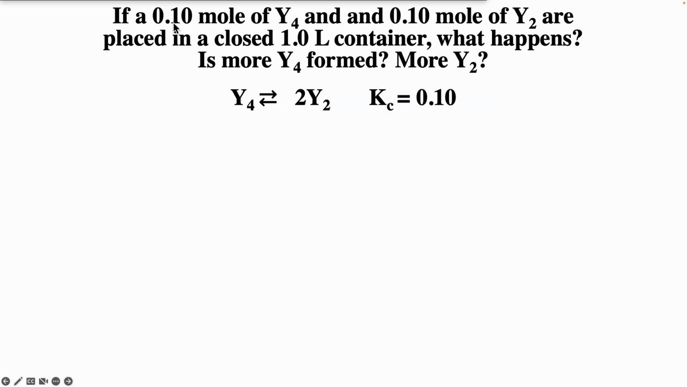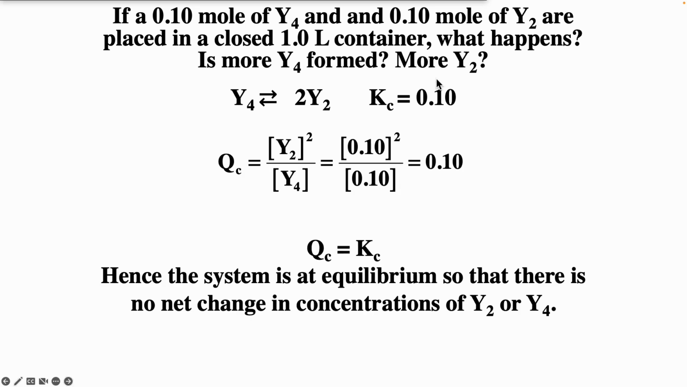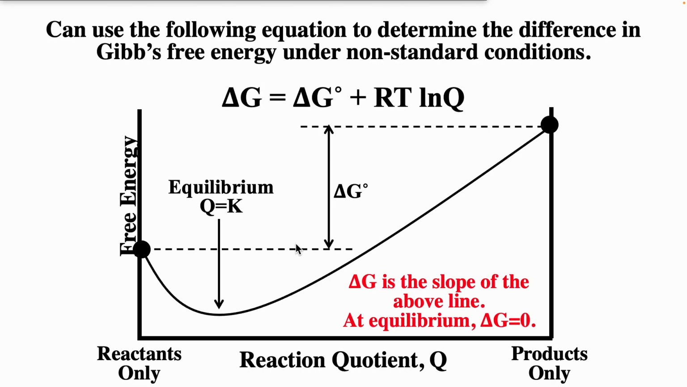So if 0.1 mole of Y4 and 0.1 mole of Y2 are placed in a closed 1 liter container, what happens? Is more Y4 formed or more Y2 formed? And so again, we have to look at the relationship between Q and K. We can plug in the concentrations for Q. Y2 is 0.1, Y4 is 0.1, 0.1 squared divided by 0.1 gives us 0.1. And so in this case, Q equals K. The system is at equilibrium, and so there will not be a change in the concentrations. And the rate of the forward reaction will equal the rate of the reverse reaction.